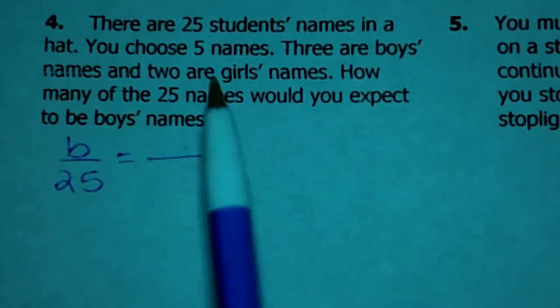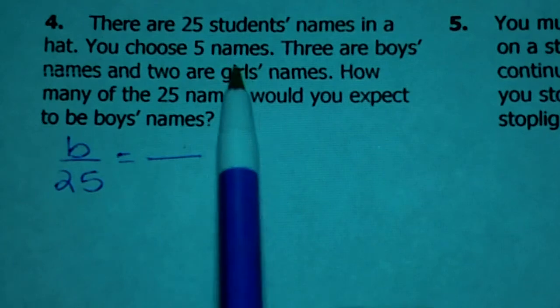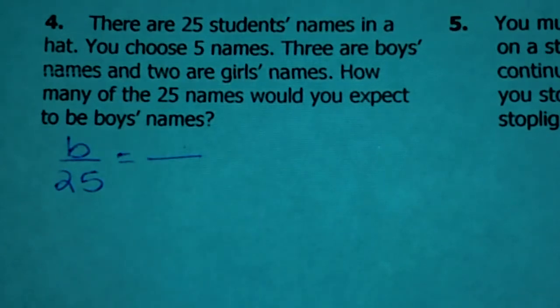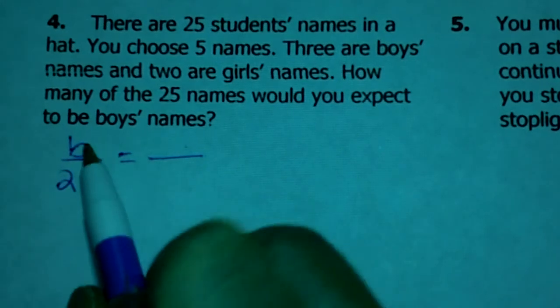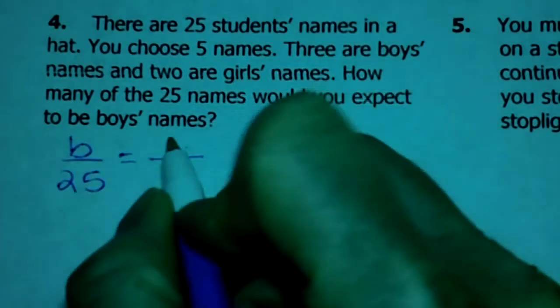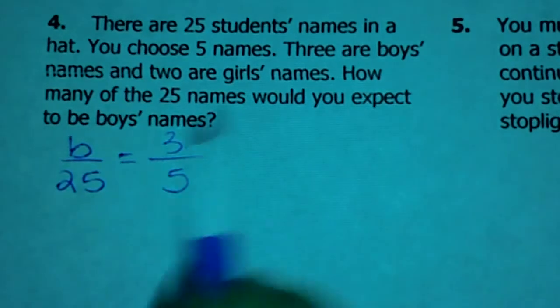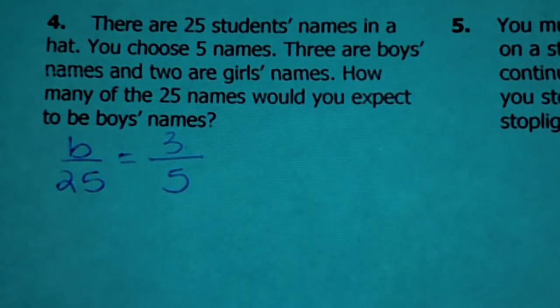So it says that you chose 5 names, right? And 3 of the names were boys. So 3 out of the 5 were boys. Right now I want to know how many out of 25. So I'm going to use this 3 out of 5. And you might be thinking, what about the 2 girls' names? I'm not trying to figure out how many girls. I'm trying to figure out how many boys. So I want this 3 because the numerator represents boys.